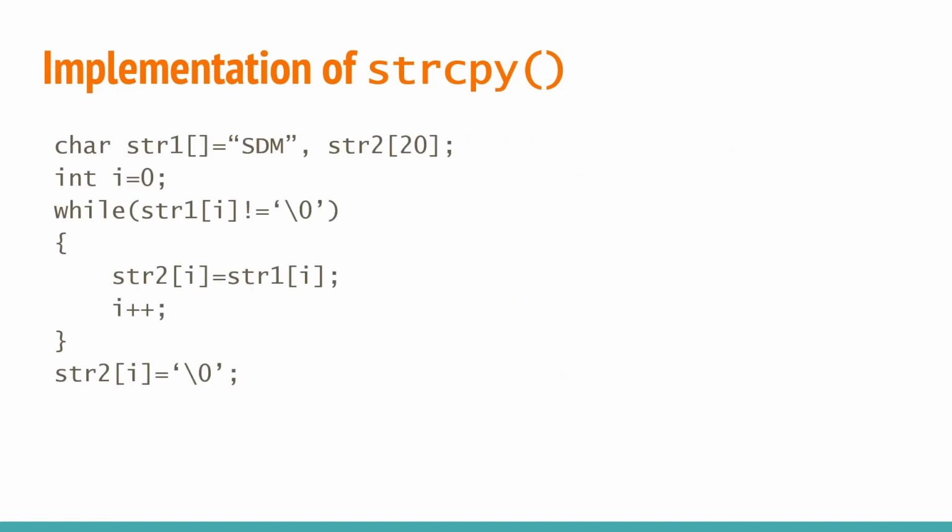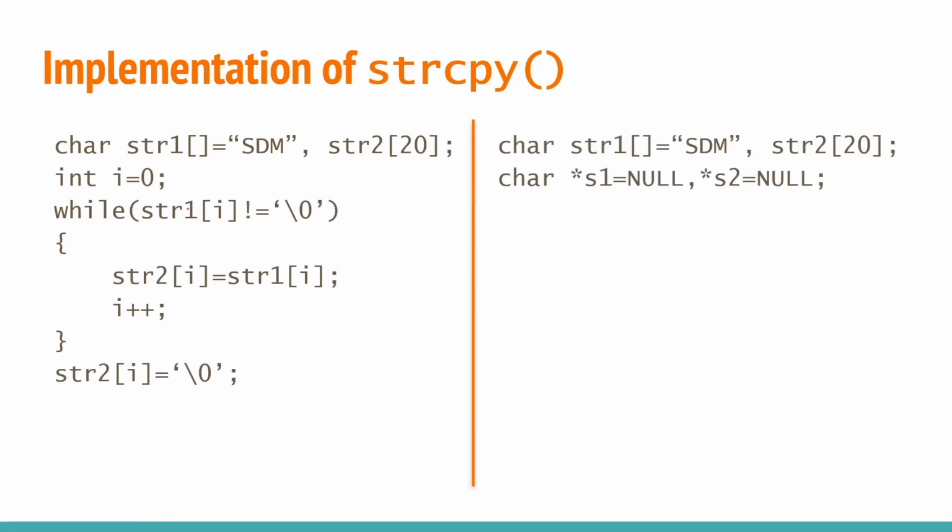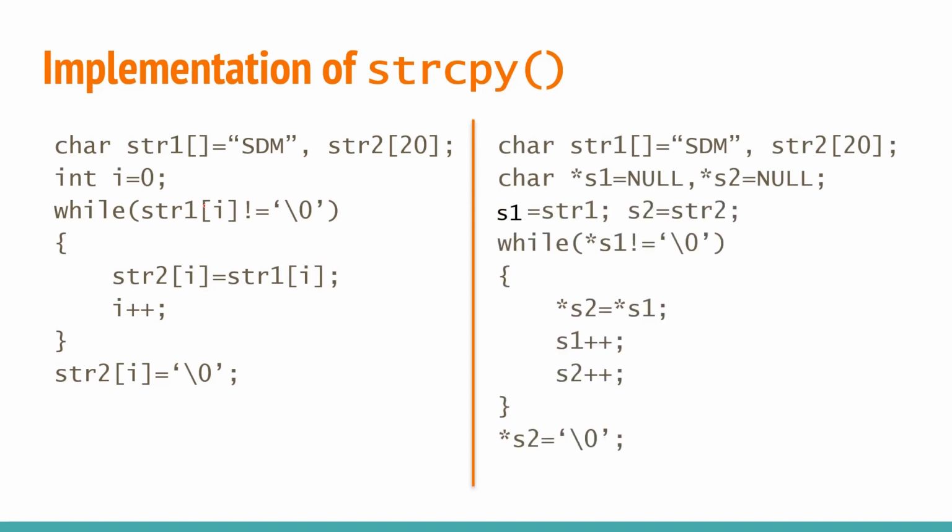See the implementation of strcpy using pointers. The left hand side code shows the implementation of strcpy using array notation. The right hand side code shows the implementation of strcpy using pointer notation. So now I am taking two pointers, s1 and s2, for str1 and str2. So what is the logic for string copy? Copy the ith element of s1 into s2.